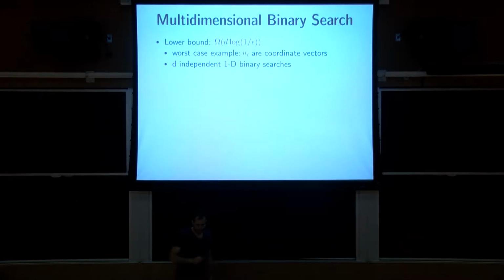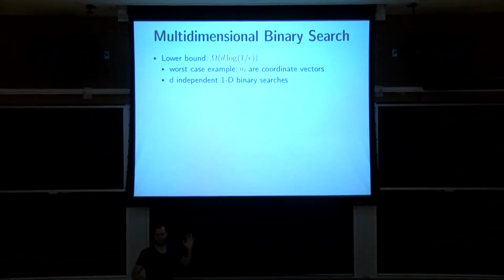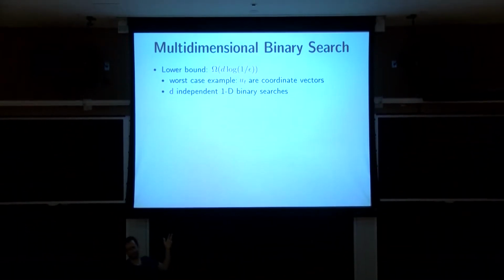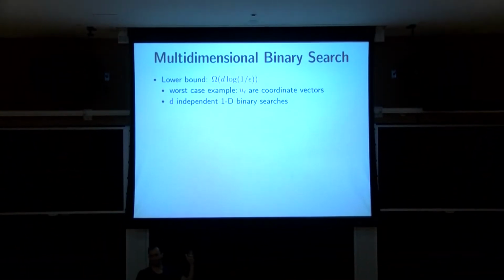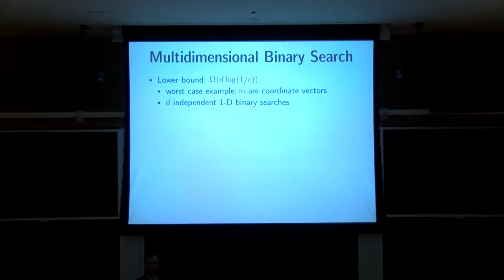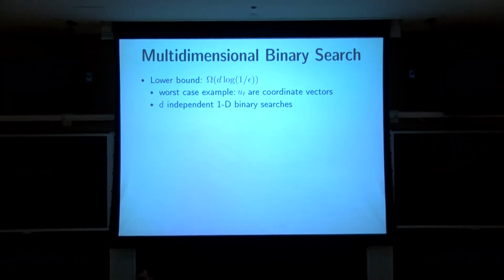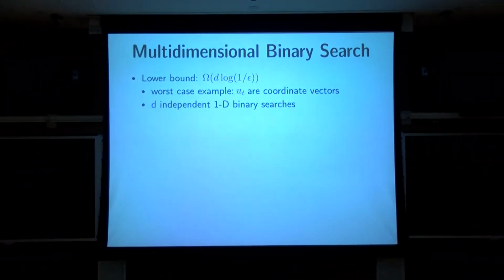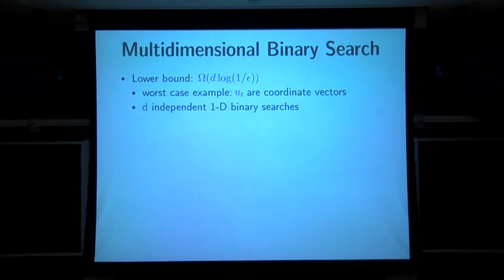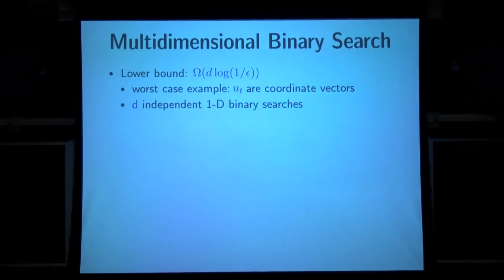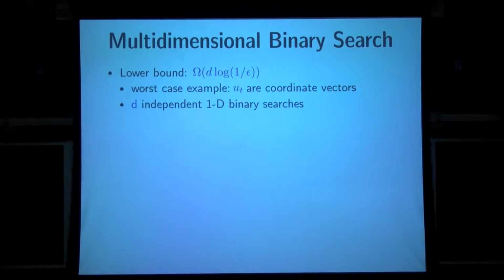Right? So what do we know about this problem? The first is that there is a simple lower bound. You cannot get better than d log 1/epsilon, in particular because the problem can contain d independent single-dimensional binary searches. The contexts that you get can be all the coordinate vectors.